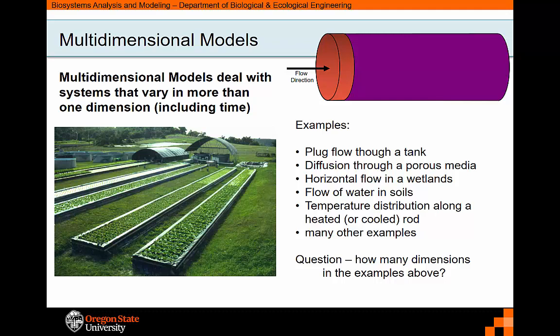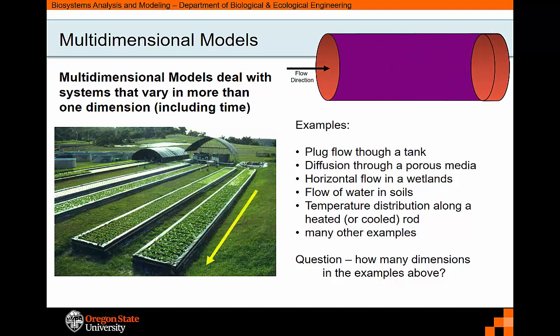Multidimensional models are those that deal with systems that are distributed in multiple dimensions, possibly, but not necessarily, including time. For example, consider advective flow in a long, narrow tank like the one shown here. Such a system is referred to as a plug flow system because water tends to move through such a system as a plug, analogous to the red disc in the figure in the upper right-hand side of this slide.